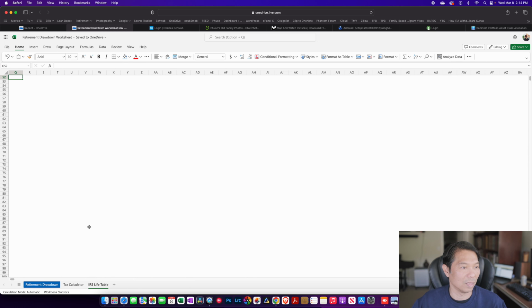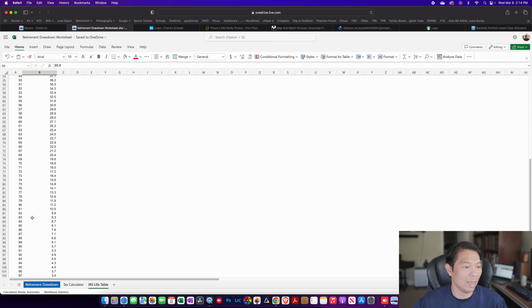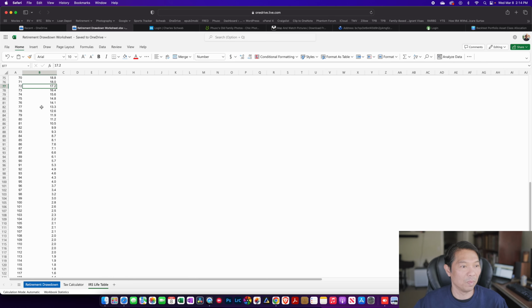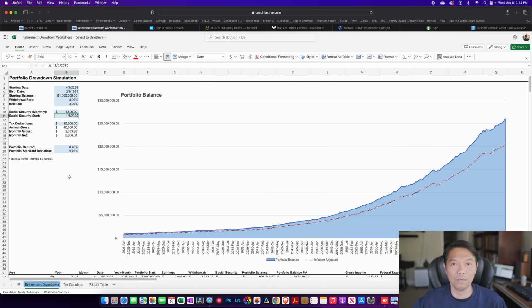For RMDs, it's using the IRS life tables. So let me see here. And it's a single life expectancy. There's not a huge difference between single life expectancy and joint, but I'm single, so I'm using single life expectancy. So basically it just calculates your RMD factor based on your age. So if you were 72 when you're withdrawing RMDs, the RMD factor is 17.2. It's basically just your life expectancy. So the way the drawdown tool works is that whatever date you enter in here for withdrawing Social Security, that's when it's going to kick in.